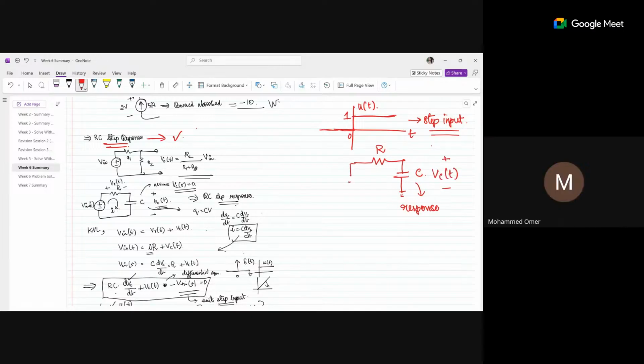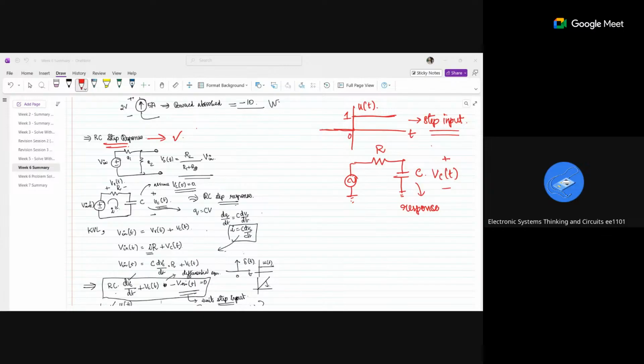Is it 1 plus 1.5 to the power minus t? Is it the full formula? Ma'am, we should use the discharging formula, right? Because we already have an initial value.